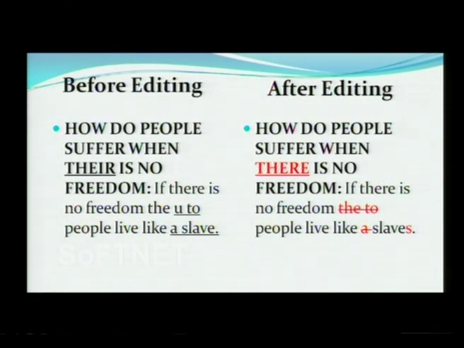Before editing the fourth paragraph, we could see this. How do people suffer when there is no freedom? So once again, there is a spelling mistake. Instead of "their," you should write "there." So it is also corrected there. If there is no freedom, the you two people live like a slave. "You two," this is a senseless word, that's why we striked it off. And if there is no freedom, people live like slaves. "Is" is also deleted, and "slave" is converted into "slaves" because it's a plural form.